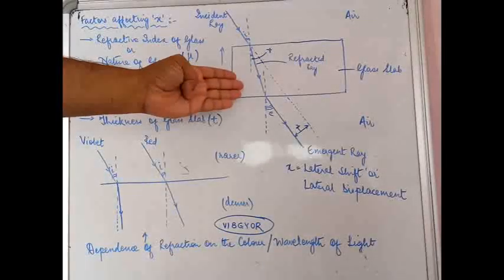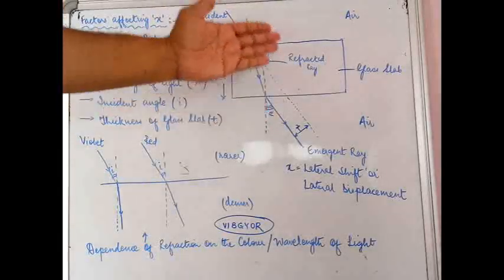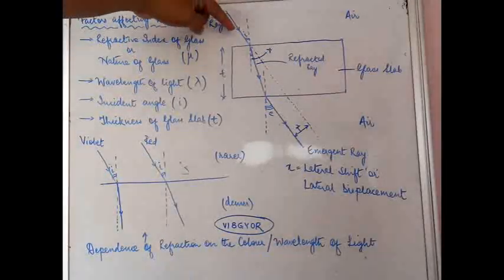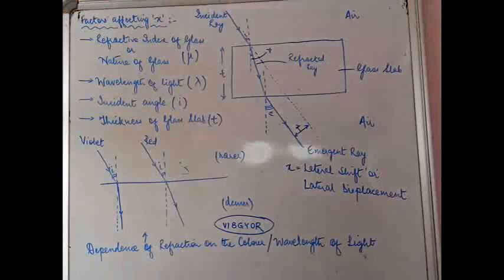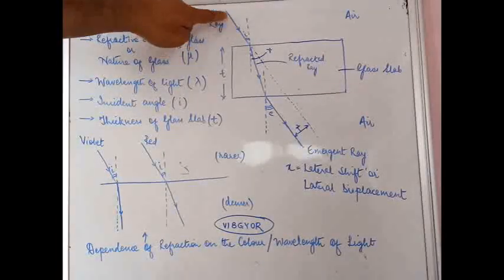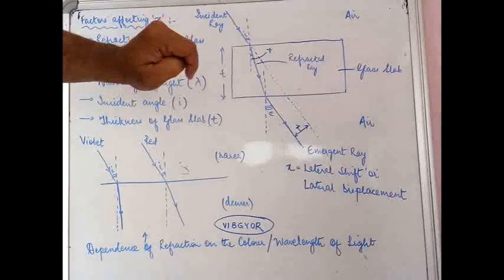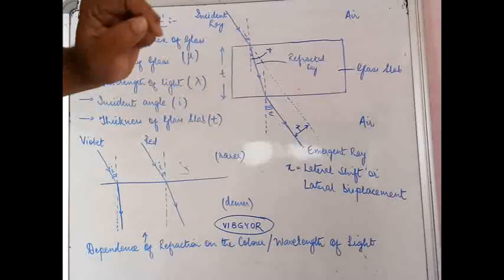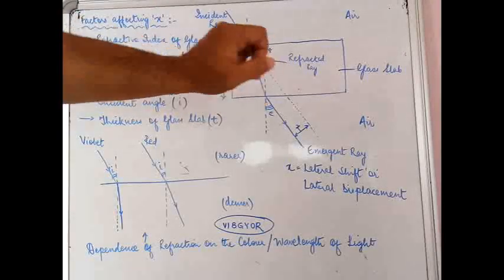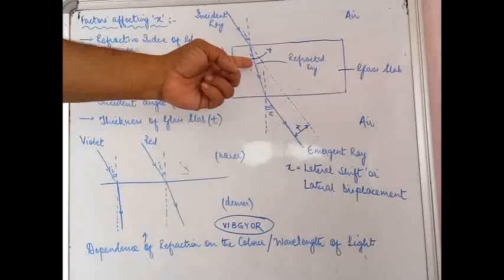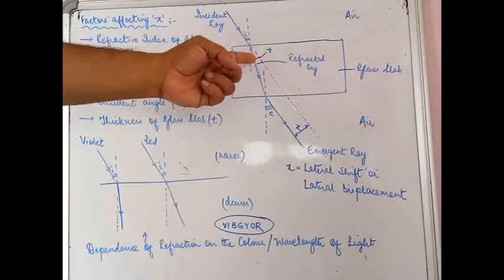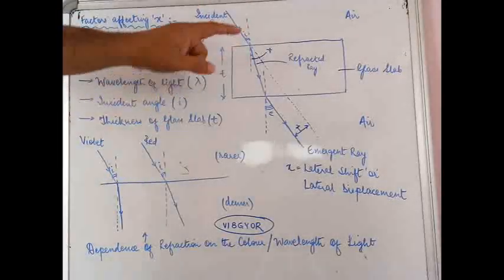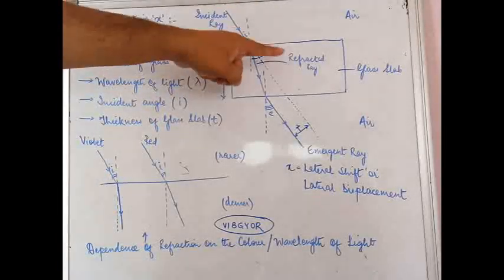This is a rectangular glass slab that I have drawn, and there is obviously air on either side of it. You can see the incident ray. This is the ray that was traveling in air initially. This incident ray is making an angle i, which is the angle of incidence. Then it undergoes refraction. This is the refracted ray that we have, and it forms a refraction angle. At this interface the bending has been towards the normal because the light is traveling from a rarer to a denser medium.